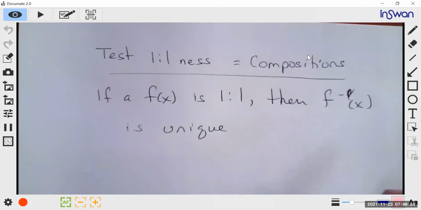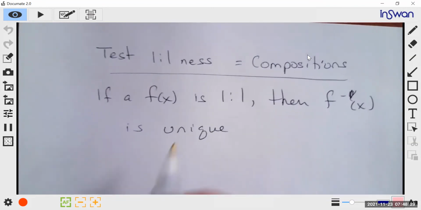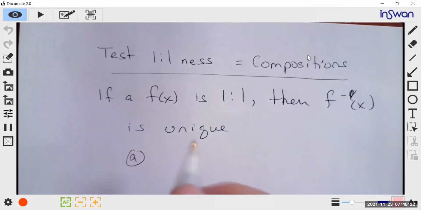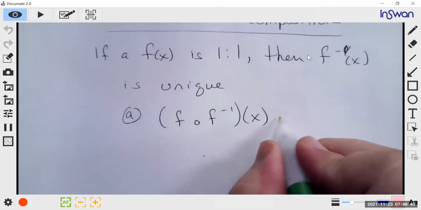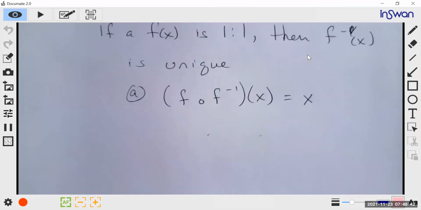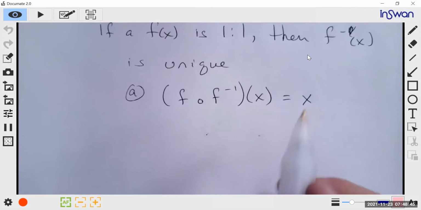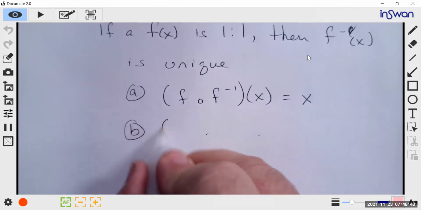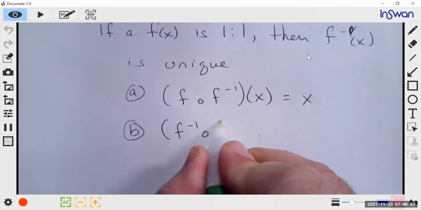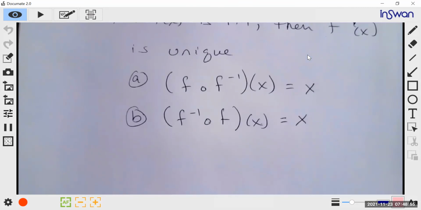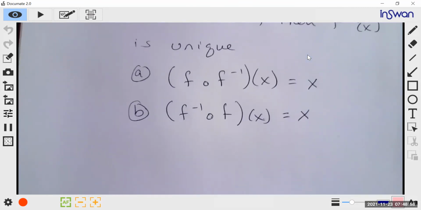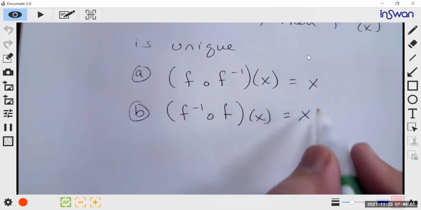If it has 2 or more, it's not 1-to-1. So if that's true, then this also must be true. If we do a composite function, the answer should be x. And if we do it the other way, the inverse of f composed with f, it should also equal x. If it's 1-to-1, if it's unique, then that should be the solution. When we do the composite function, you should end up with x.